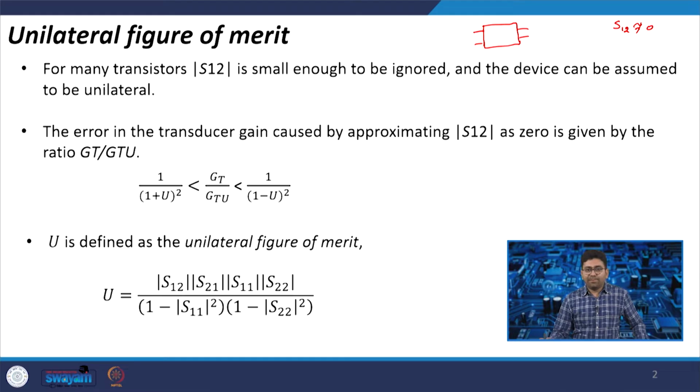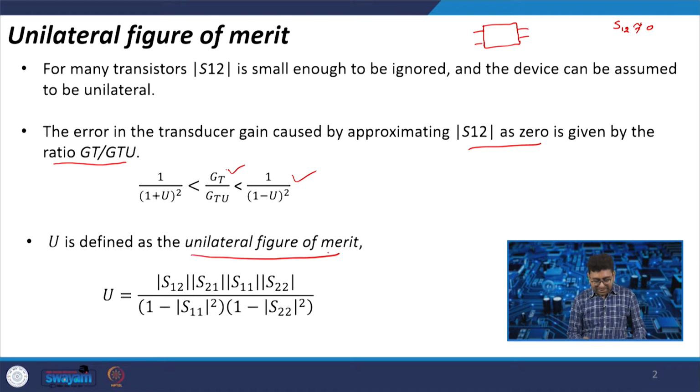The error in the transducer gain caused by approximating S12 equal to 0 is given by the ratio. It is also called the unilateral figure of merit U, that is, 1 by (1 plus U) squared is less than GT by GTU, which is less than 1 by (1 minus U) squared. Here U is defined as the unilateral figure of merit, and this will provide you the range in which your gain will differ if you consider your transistor or transistor network as unilateral or bilateral.